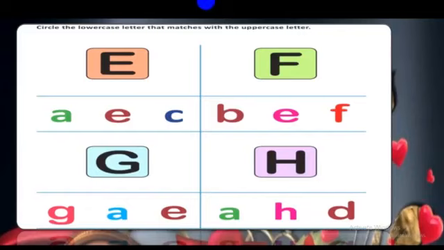Okay, look here, for example: circle the lowercase letter that matches the uppercase letter, the brother of the capital letter. Look here, we have the letter E. E for ears, E for egg. Two sounds, E and E. Which of these is lowercase E?